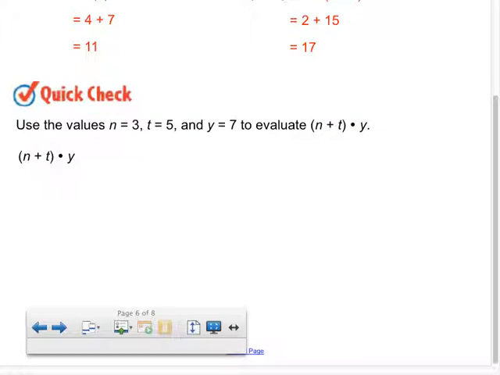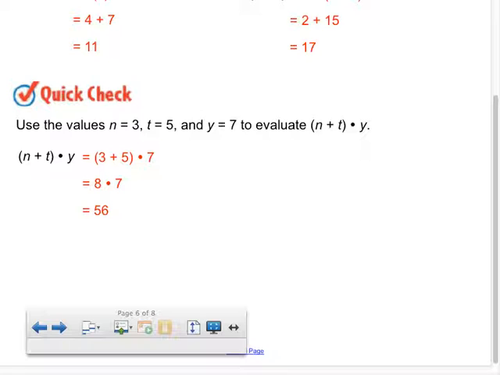Now, who can walk me through this example? Zainab. Right. Okay, so here's what we got when we replace those things. Yes, we're going to do parentheses first, and what do we get when we simplify what's in the parentheses? 8. Very good. And then what's the last step? 8 times 7 is 56. Any questions? Okay, last slide.